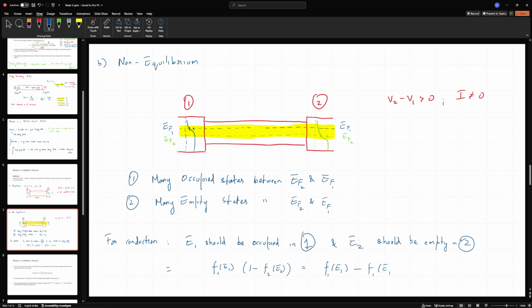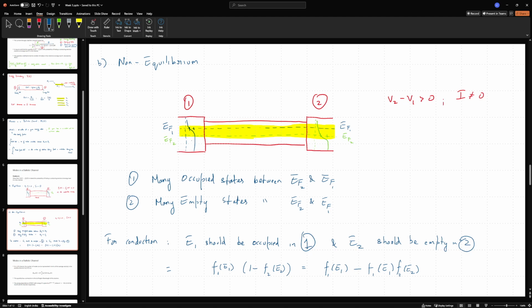Yes. F1 of E1, not minus, multiplied by F2 of E2. Now I will make a very strange kind of an approximation, but it will make more sense as we go further. Maybe in the next week, this approximation will make far more sense. The thing is, since EF1 is significantly above EF2, and I know below the Fermi level, my Fermi function is almost 1 for a very high value.